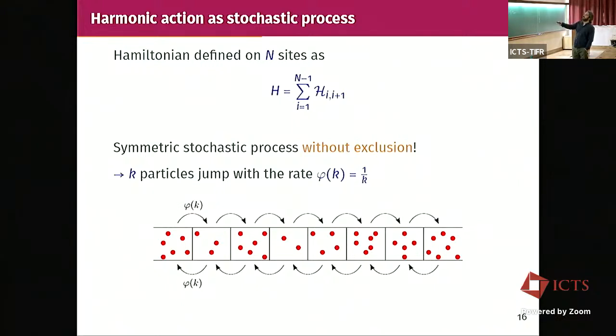The Hamiltonian you then obtain by summing over the densities. What we end up with is a symmetric stochastic process without exclusion. The hopping rules are the following. You have a certain number, m, of particles at a given site, and k particles out of these m particles move with the rate 1 over k.